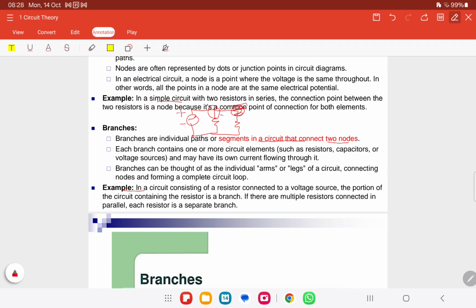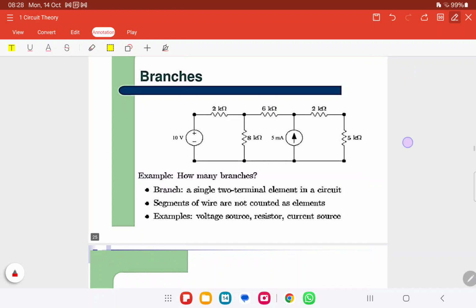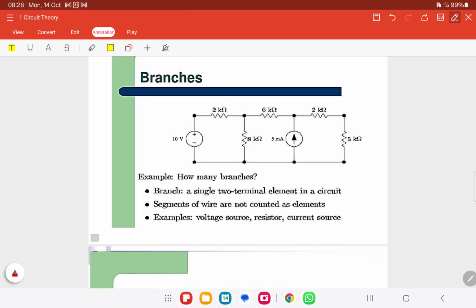Just the front one. A branch connects two nodes, minimum two nodes. Okay, for the branches. These are nodes, essential nodes. Okay. Alright. Also for this one, how many branches do we have?